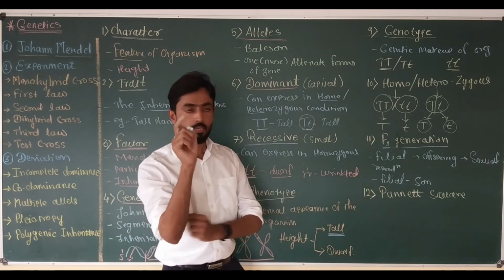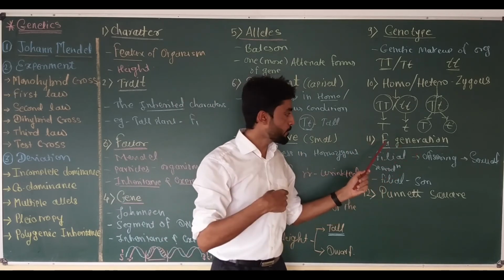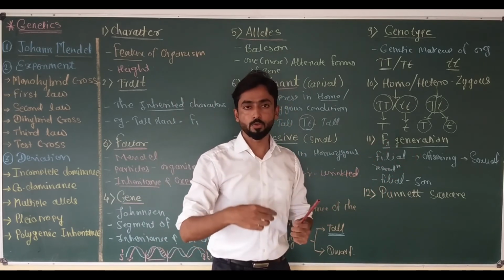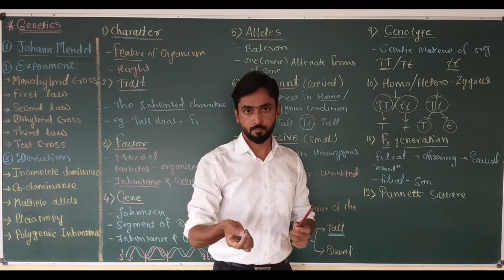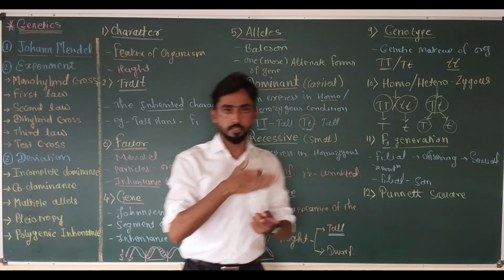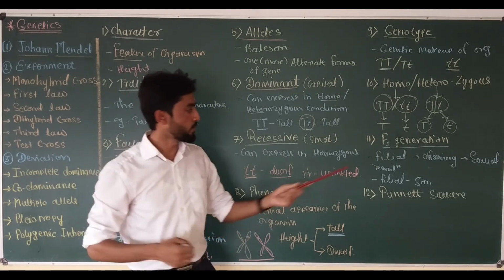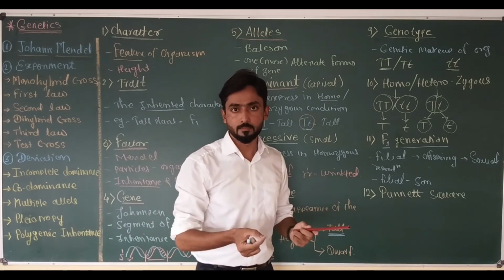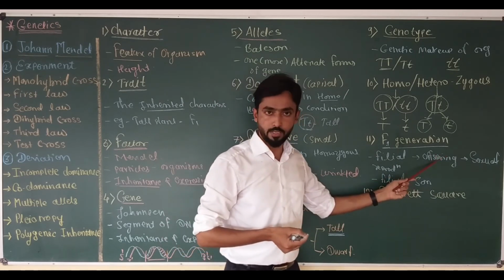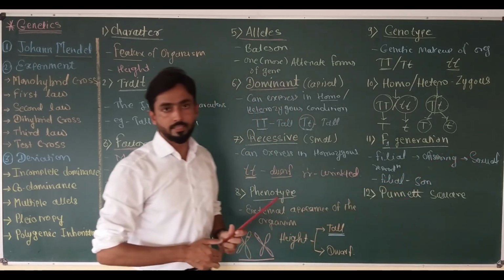If we cross the plants which are produced in the F1 generation, in that case they will give the F2 generation. Similarly, there is F3, F4 generation, and the number continues. So F means filials, which is nothing but the offsprings that are produced after sexual reproduction.